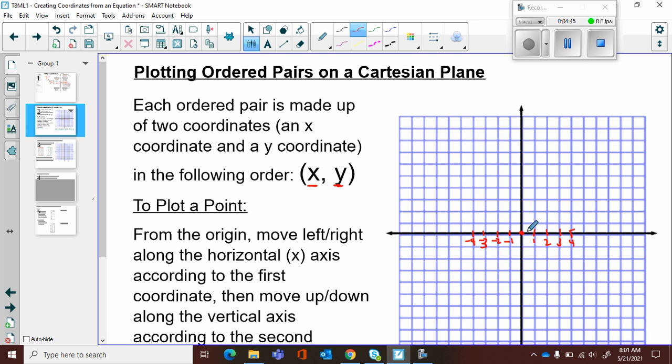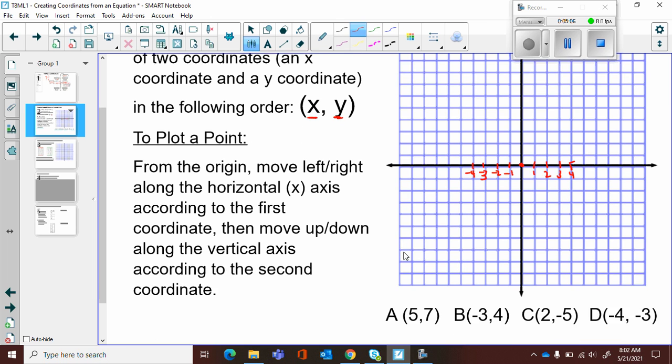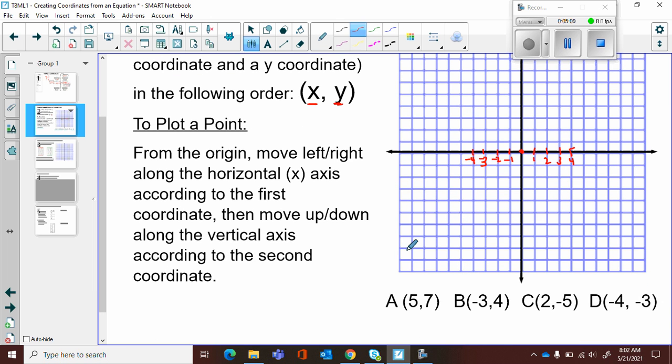So to plot a point, we start at the origin, and first for our x-coordinate, we move left or right, depending on if that number is positive or negative. And then we move up or down, depending on whether our y value is positive or negative. If it's a positive number, we'll move up. And if it's a negative number, we'll move down. So let's take a look at some examples here.